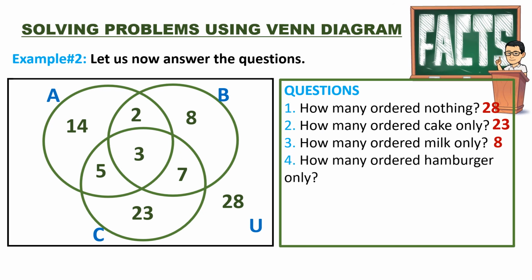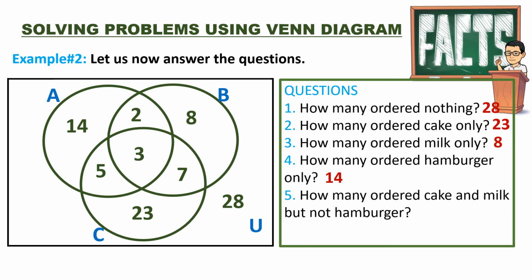Number 4 question, how many ordered hamburger only? Letter A or set A represents hamburger. So for the region for A only or hamburger only, we have 14. So 14 students ordered hamburger only.